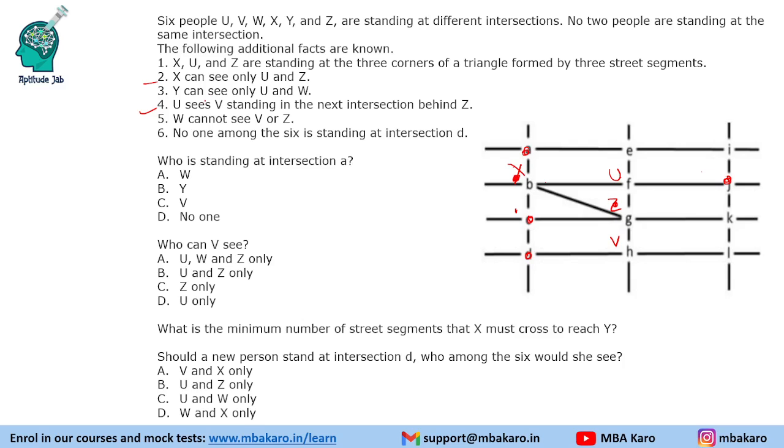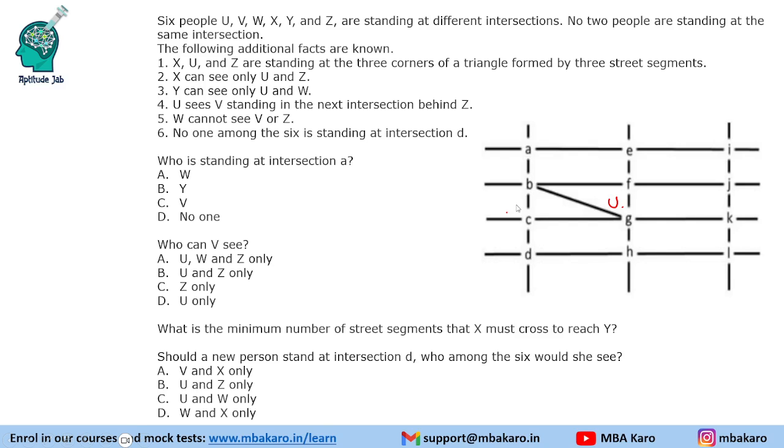Y can see U and W. So Y cannot come here, because Y can see U in that case, but Y has to see Z and V also. And Y cannot come here either. So that means this point is also not possible for U. So we have taken all the possibilities and finally come to the conclusion that U will be standing here. We checked U at this point, this point, this point, and this point. Finally we are coming to the fourth case.